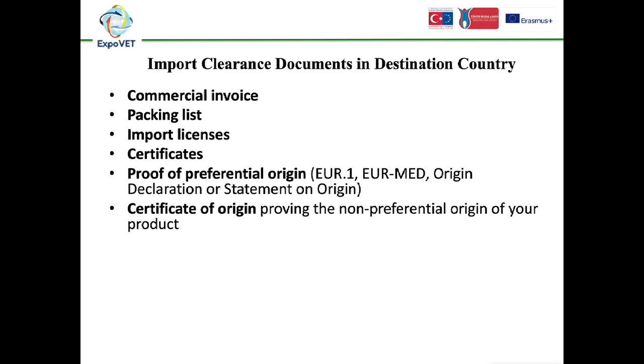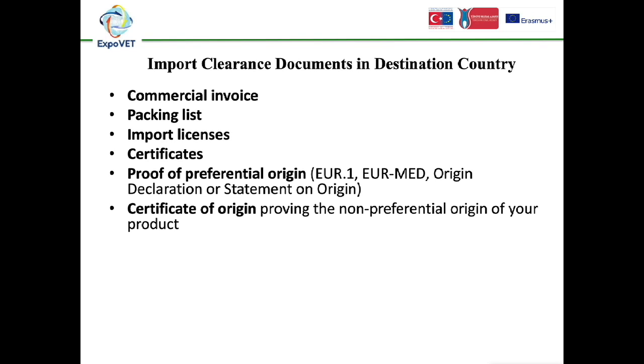Certificates showing that your product complies with mandatory product regulations such as health and safety requirements, labeling and packaging. Proof of preferential origin, for example, EUR1, EUR-MED, origin declaration and statement on origin, provided there is a preferential trade agreement between the EU and the destination country and your products comply with the relevant rules of origin. Certificate of origin, proving the non-preferential origin of your product.